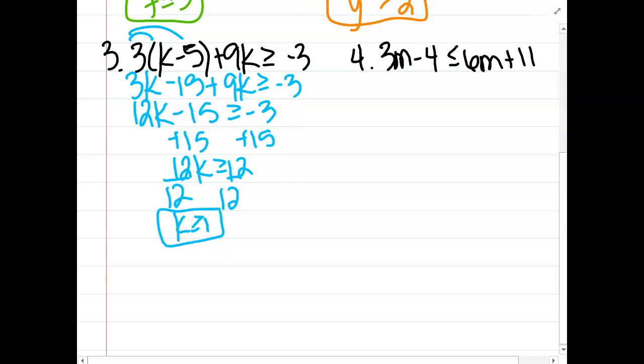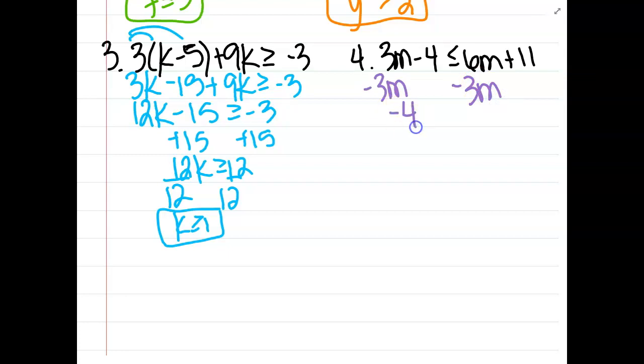Alright, so nothing to distribute, no like terms to combine, but I have my variables on both sides. Now this is kind of what I was talking about, that if you wanted to move it to the left, since you're used to having your variables on the left, you would end up with a negative coefficient. You'd have to end up flipping the sign. But what we learned whenever we did equations, I find it easier to move the smaller coefficient. So I'm going to subtract 3m from both sides.